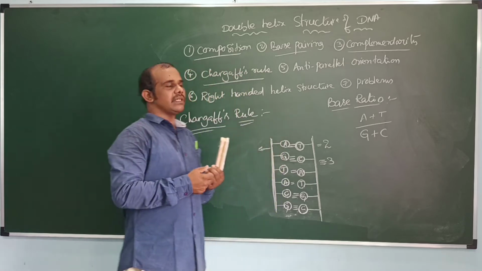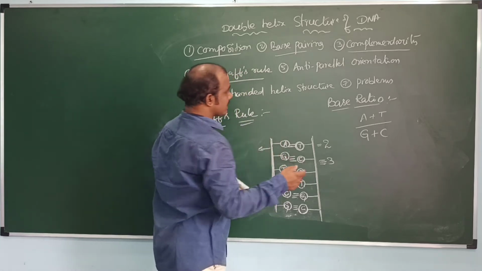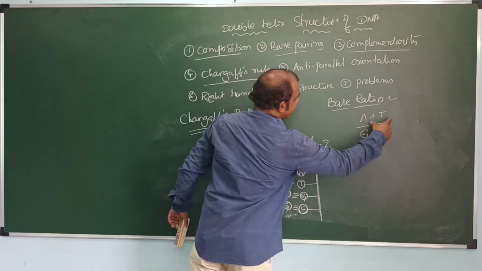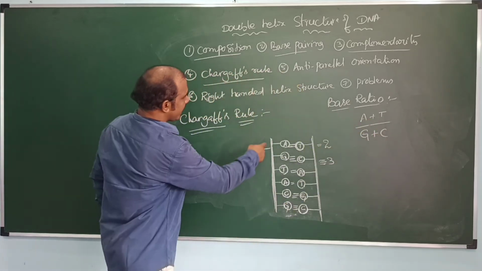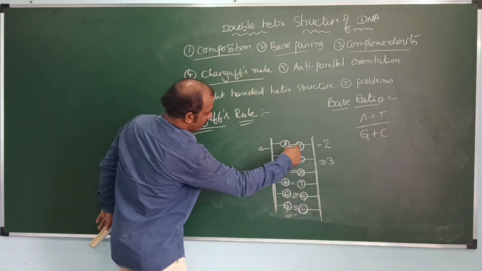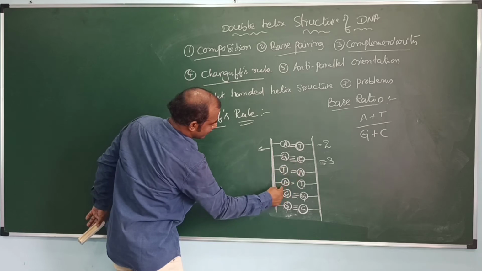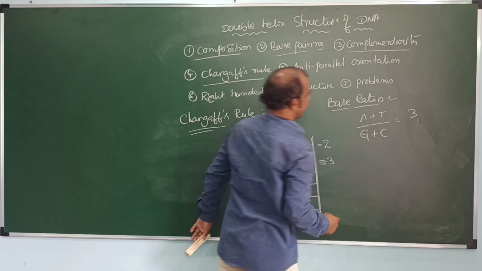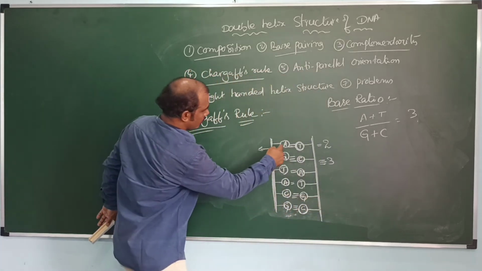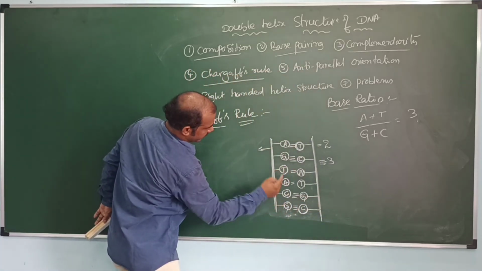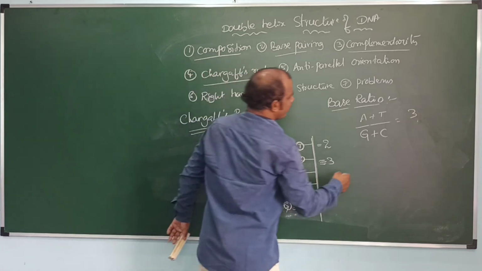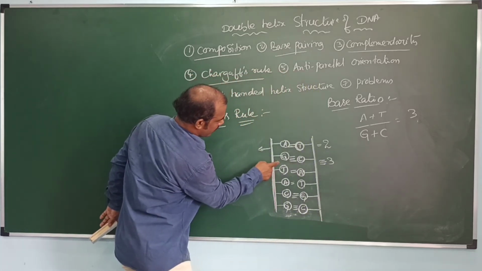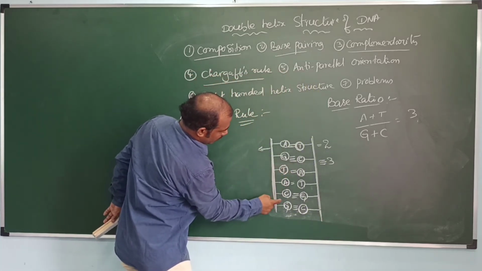What is the value of the base ratio? First of all, let us count the A and T and G and C. How many A and T pairs are there? 1, 2, 3. Only 3 A and T pairs are there. Once again, let us count: 1, 2, 3. And what is the number of G and C pairs? 1, 2, 3.